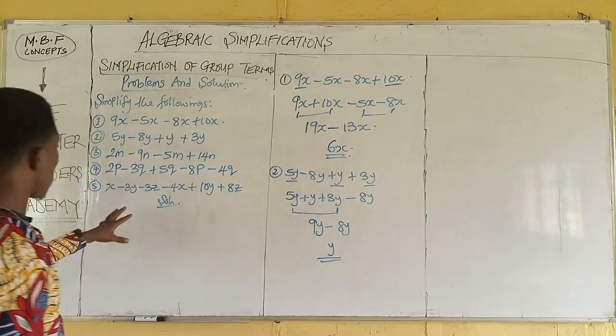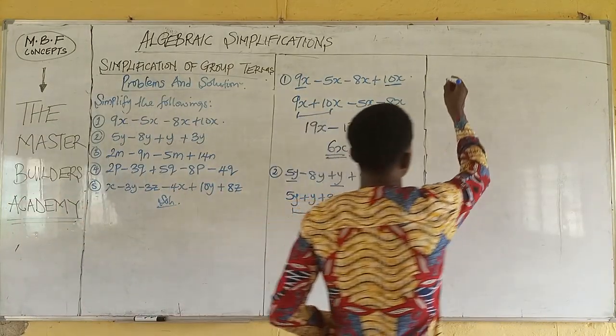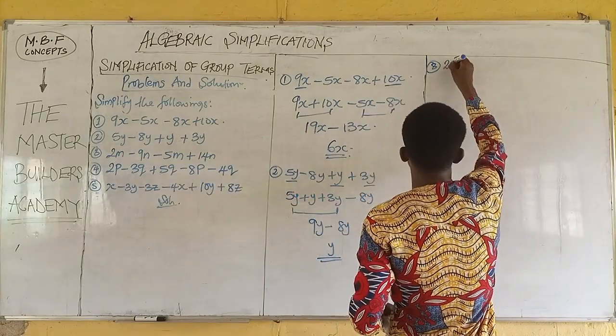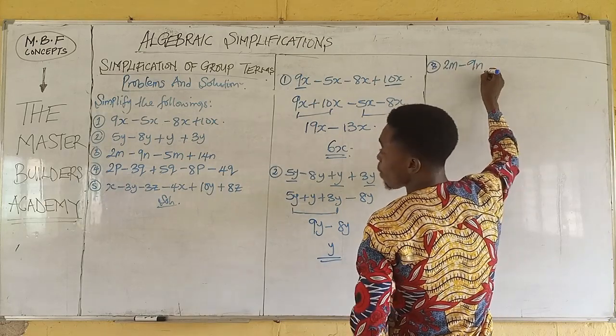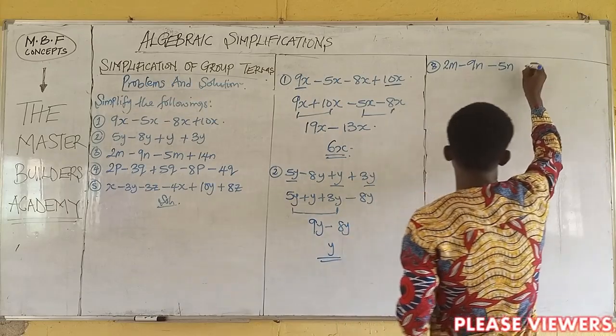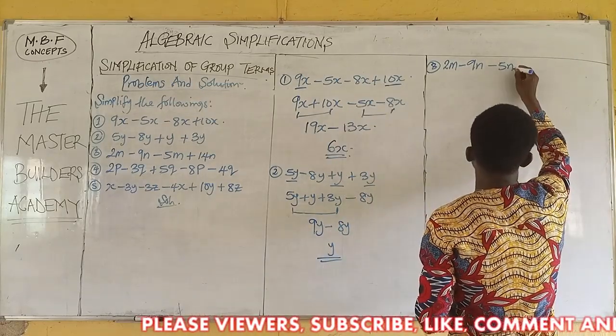Then let's go ahead. We have question number 3 on the board. Now, question number 3, we are asked to simplify 2m minus 9n plus minus 5n then plus 14n.